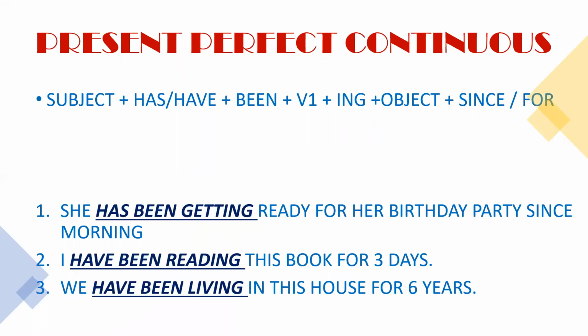Next sentence is, I have been reading this book for 3 days. See, mathematical calculation. How many days? 3 days. Which sense is unable to do? So, यहाँ पे for आएगा. Then comes, we have been living in this house for 6 years. This was about present tense. Now we are starting with past tense.